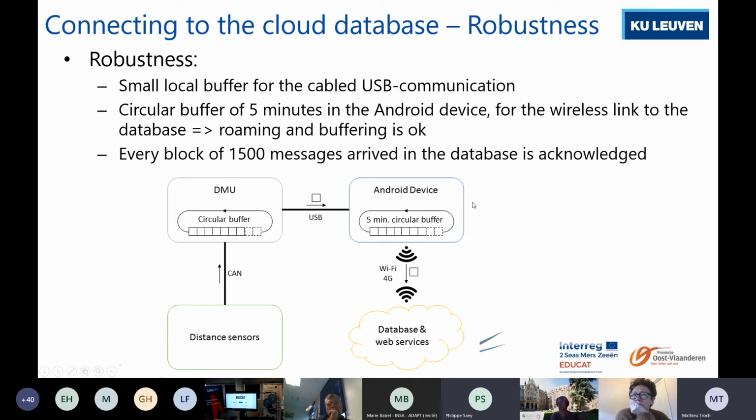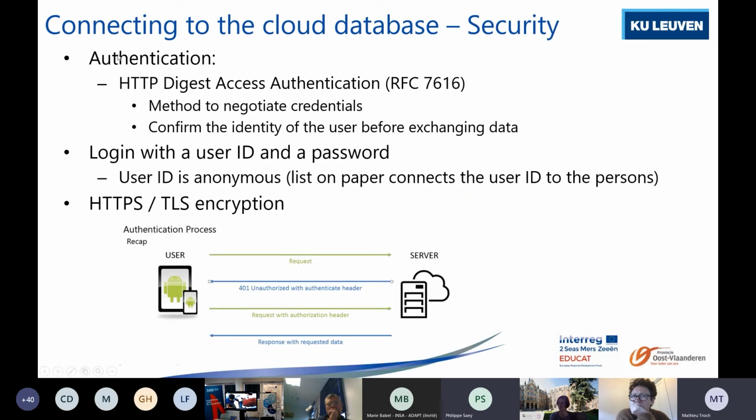This allows us to transfer all the messages, and it's also buffering if we have problems with the connection, or if we are roaming. We might be roaming from one Wi-Fi access point to another one, or between Wi-Fi and 4G and back. The 5 minutes is more than enough to buffer that. We do not acknowledge the messages here, to begin with the TCP connection, but every block of 1500 messages arrived completely in the database is still acknowledged. That is still something that we do. So it's quite robust.